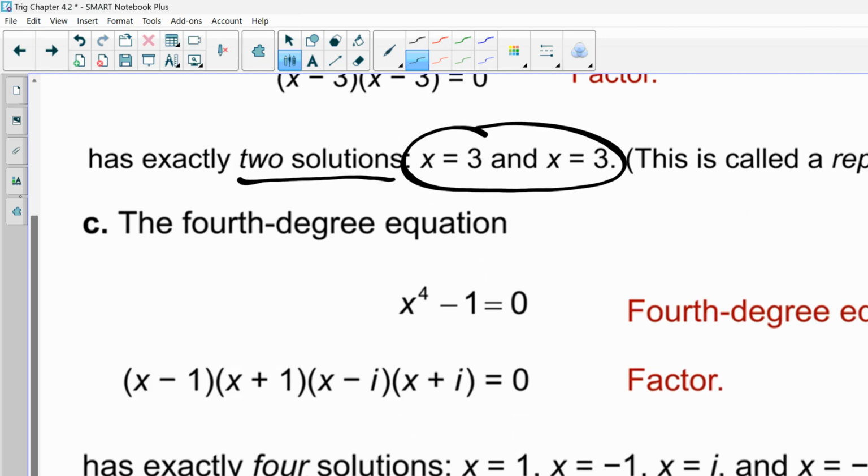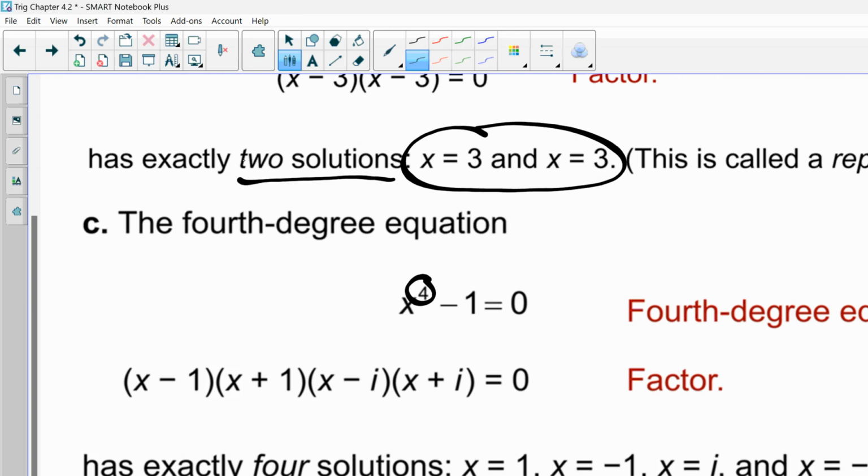The fourth degree equation, x to the 4th minus 1 equals 0, has 4 solutions. 2 of them are 1 and negative 1, and the other 2 are i and negative i. We end up having 4 solutions for this. 2 of them are real, 2 of them are complex. And it always works that way: whatever the degree is, that is the number of solutions that we have.